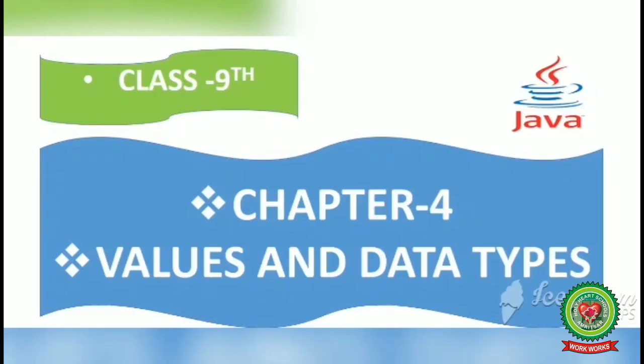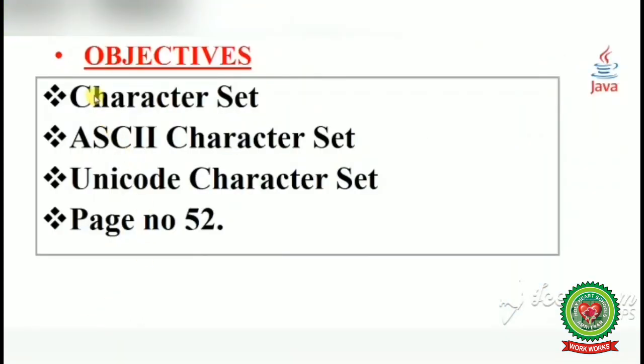Today we are going to discuss class 9, a new chapter, chapter number 4, values and data types. The objectives of this chapter that we are going to discuss today are: number 1, character set; number 2, ASCII character set; number 3, Unicode character set. And these objectives we will discuss through page number 52.